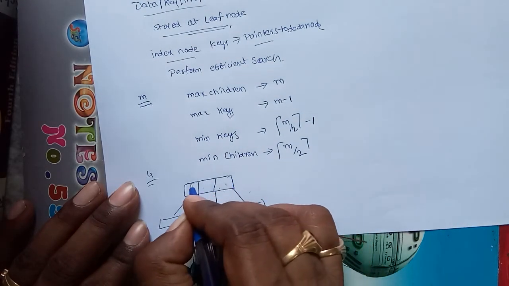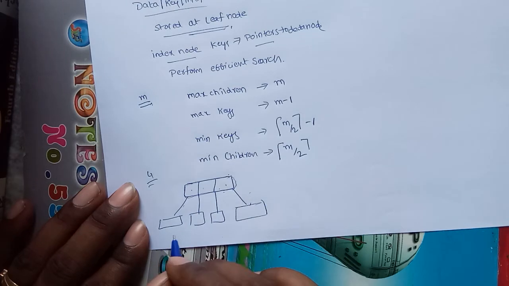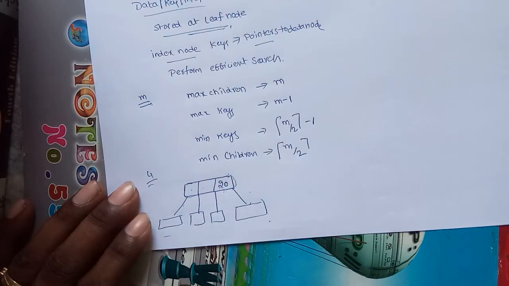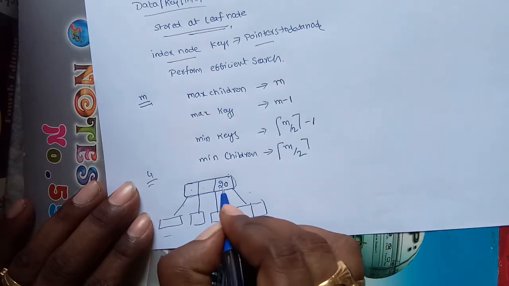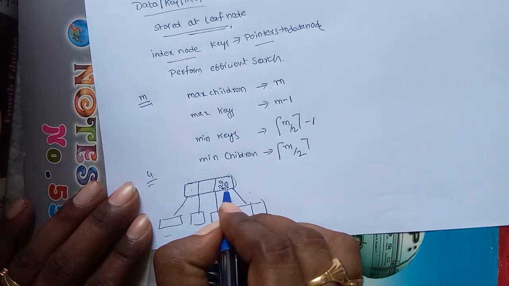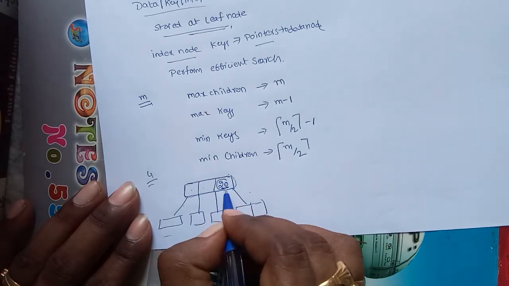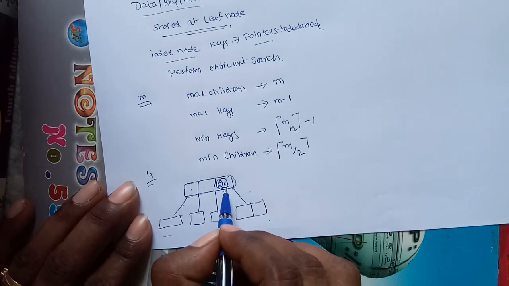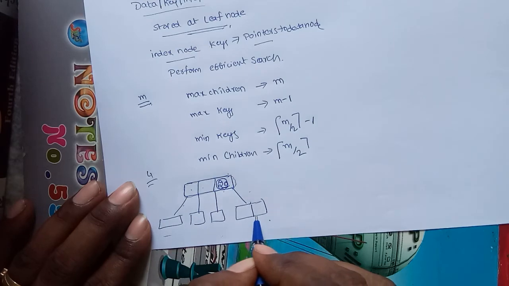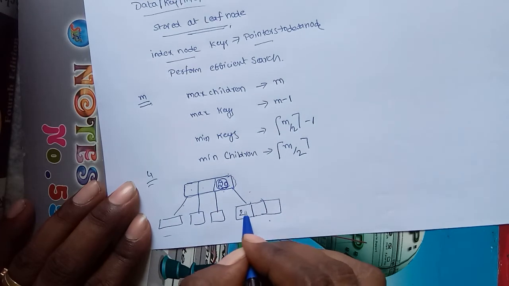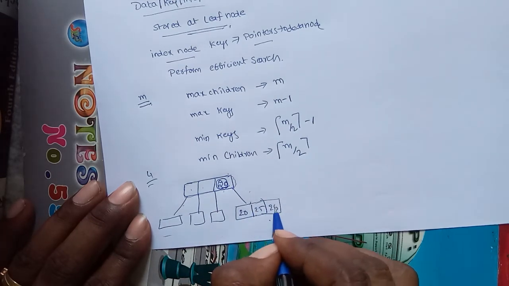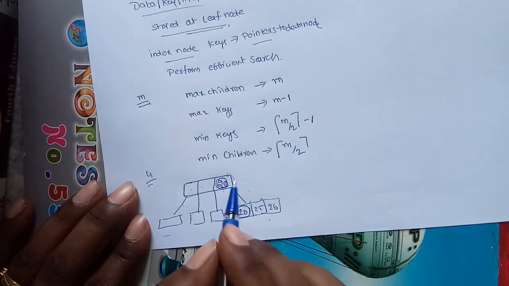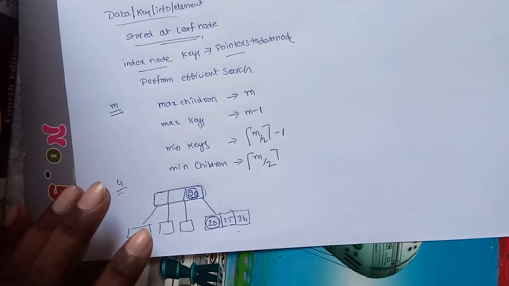Suppose this is the index node and this is the leaf node. For example, if it contains here a value 20, assume this 20 is not our value, this 20 is a key. The values greater than or equal to 20 are placed on the right hand side. For example, 20, 25, 26. Now this 20 is our value. This 20 in the index is a key, that is only for searching purpose.